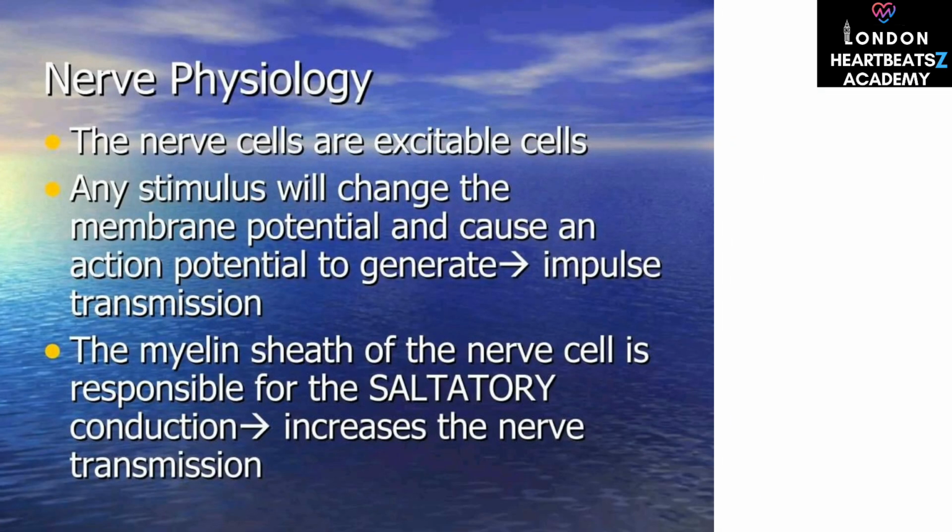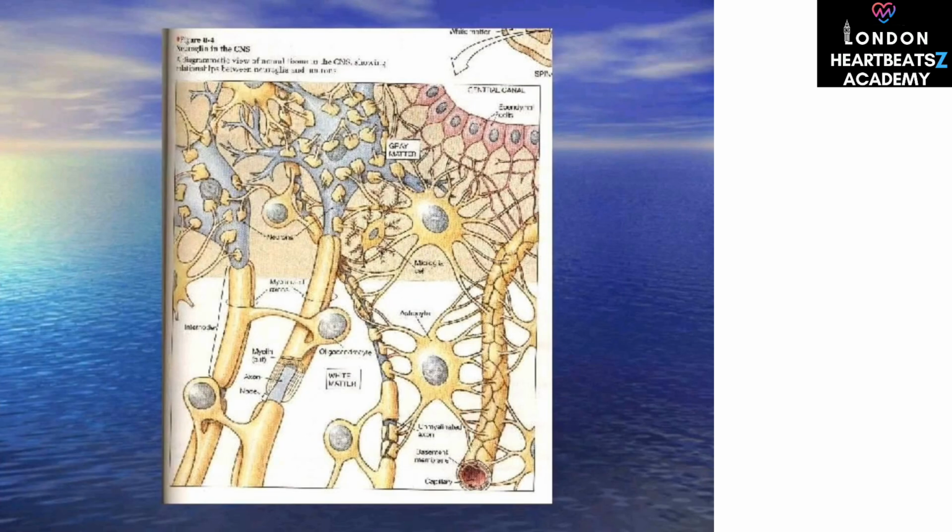In nerve physiology, nerve cells are excitable. A stimulus changes the membrane potential, generating an action potential for impulse transmission. The myelin sheath facilitates saltatory conduction, which increases nerve transmission speed. This illustration shows a diagrammatic view of neuronal tissues in the CNS, highlighting the relationship between neuroglia and neurons.